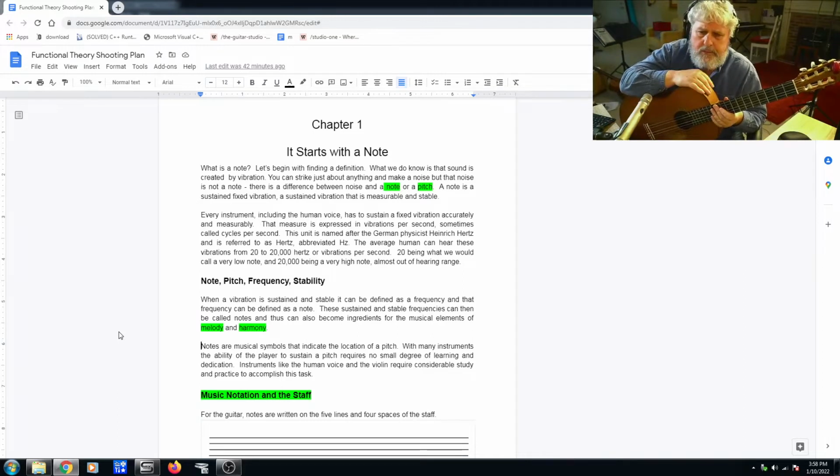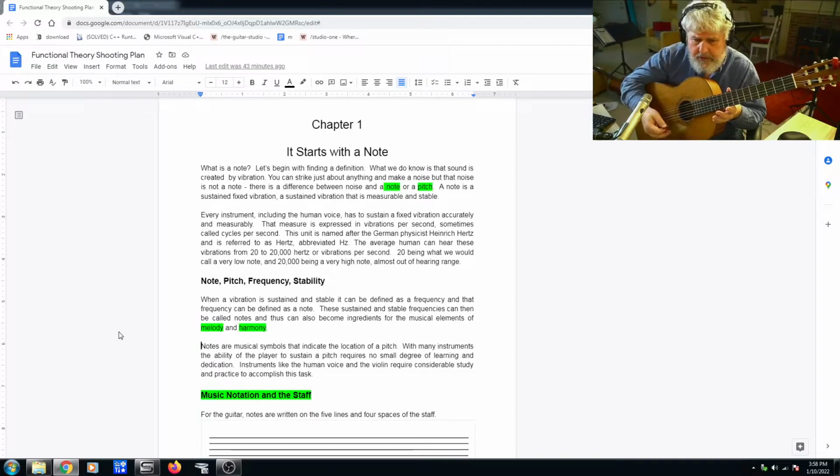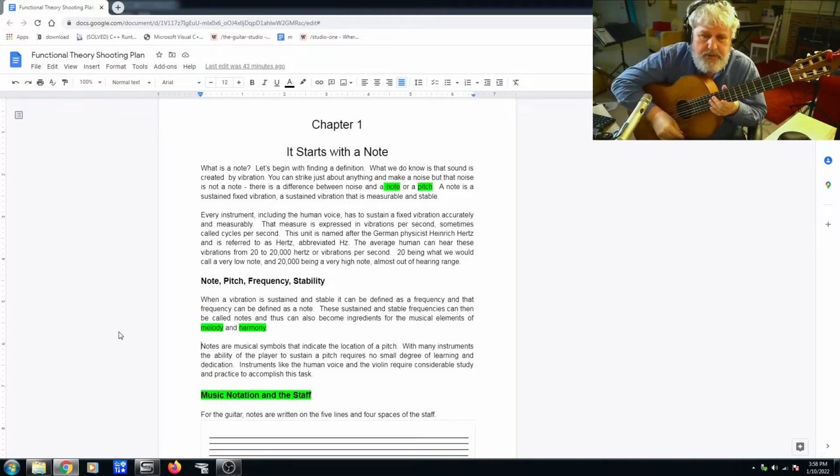What we do know is that sound is created by vibration. For instance, when I strike a guitar string, that guitar string in turn vibrates the top of the guitar, and the top of the guitar in turn vibrates my eardrum. So miraculously we have a note, and that note happens to be a fixed vibration.